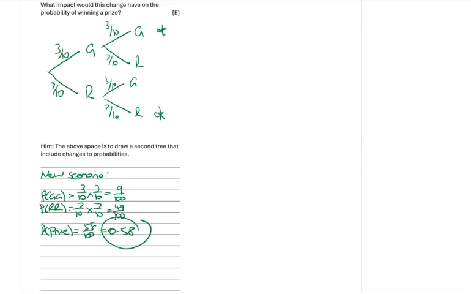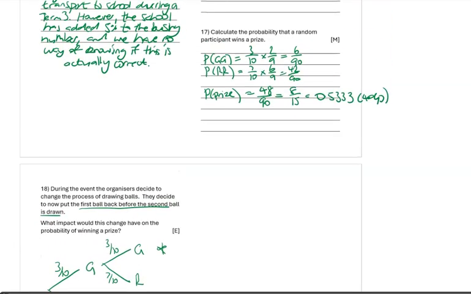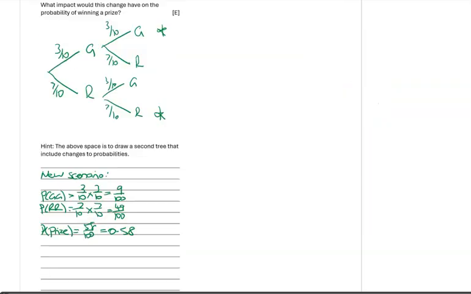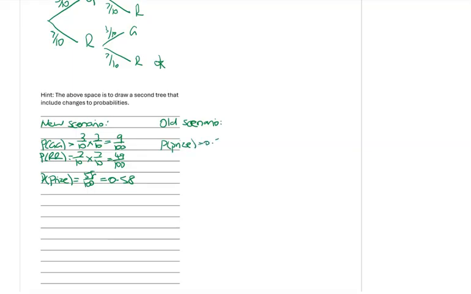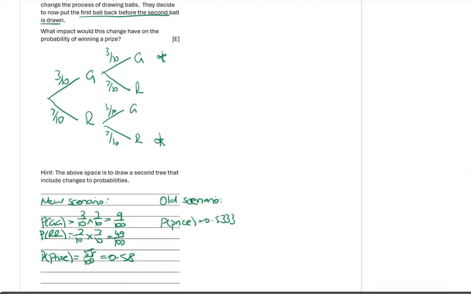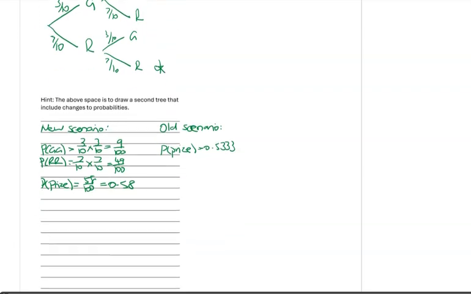And the reason I converted it to a decimal was I wanted to compare the number to the previous one of 0.53. So let's incorporate that as part of the answer. So let's write down here next to it the old scenario. So the probability of winning a prize was 0.5333. So the question did specifically say, how would this impact the probability? So we need to be really clear. So we can see clearly it had a positive change, right?